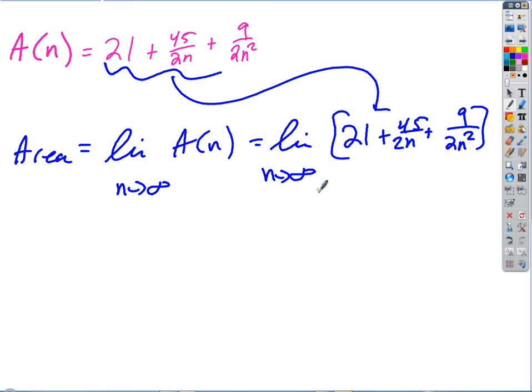Now, what's going to happen to those two fractions? What's going to happen to 45 over 2n as n approaches infinity and the denominator in that fraction gets infinitely big? It's going to approach 0, isn't it? Yeah. Right? So this one's going to approach 0. 9 over 2n squared is going to approach 0 even faster. And so our only answer is going to be the 21. Right? How cool is that? That's pretty slick. So the answer is exactly 21. Guaranteed.